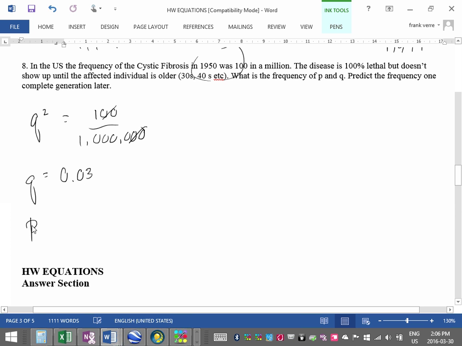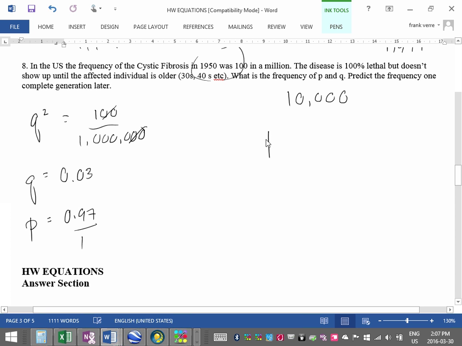What's p? Because it has to add up to what? Now, some of you may say, okay, look at this question. This is what I'm going to do. I'm going to assume a population of 10,000. It doesn't matter what number you pick, because it's frequency. It's the same. I just use 10,000. Okay?